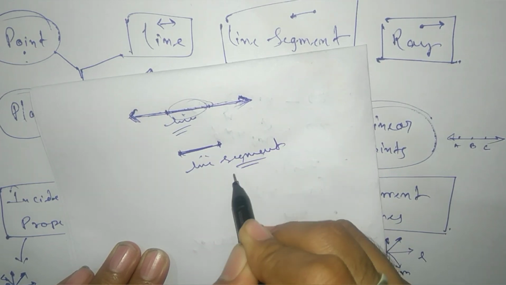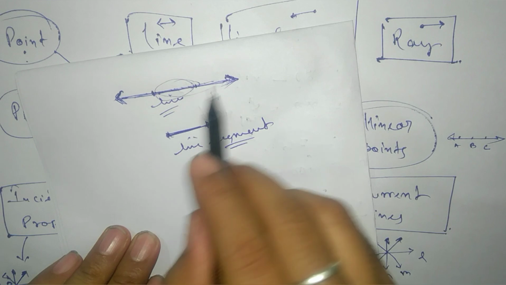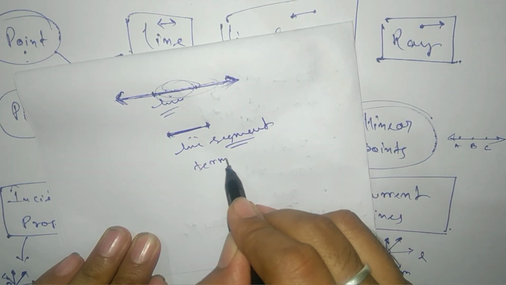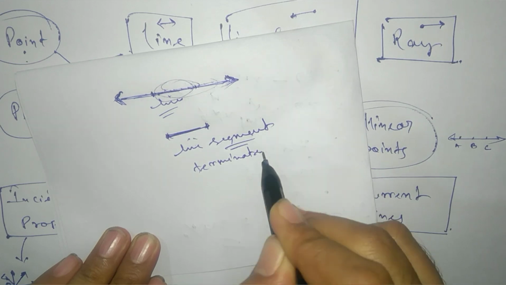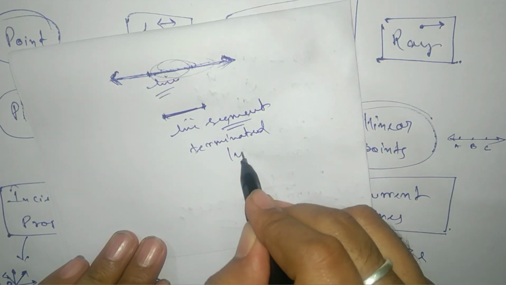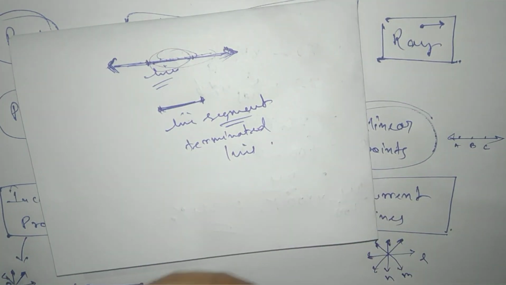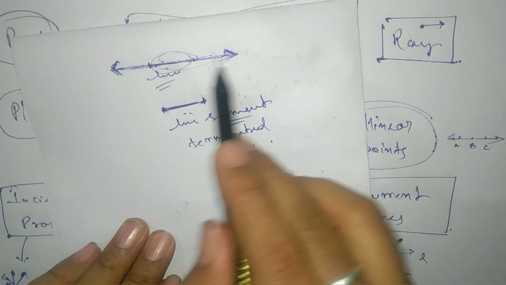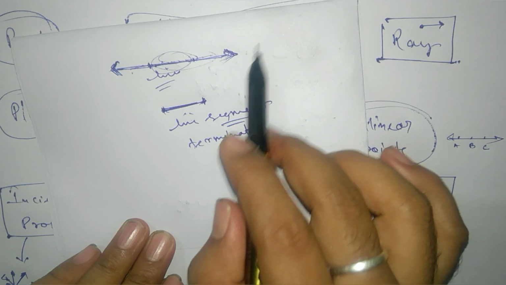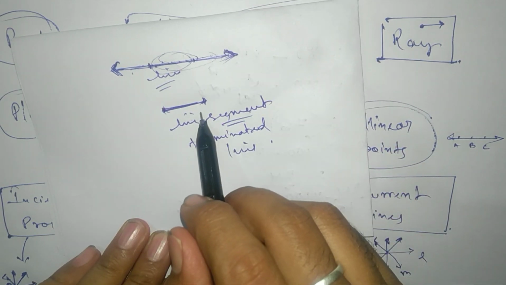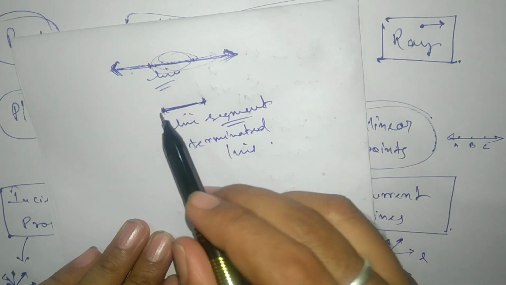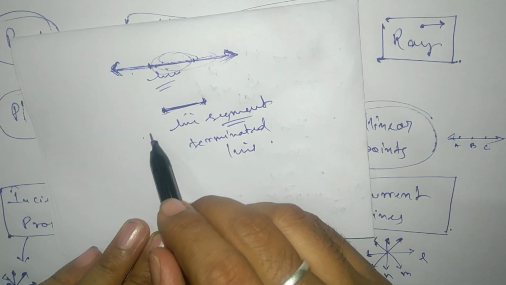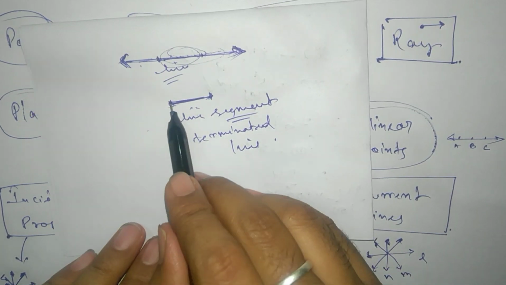Segment means part of what? Line. Sometimes we call a line segment a terminated line also. Remember, terminated means finished. It has an end point. See, a line has no end point, no length, no breadth, you cannot measure. But here in a line segment, you can measure it. You have 2 end points.